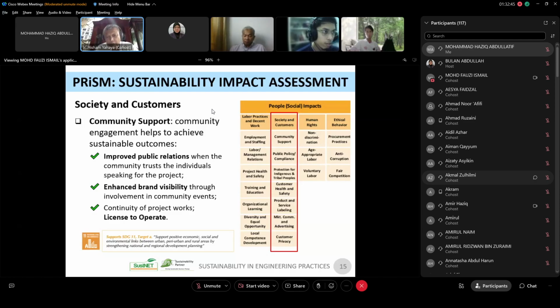If the community likes you, sometimes you may release some black smoke or you may be a bit noisy. Sometimes our project site is a bit noisy. If we are good with the community, they will tolerate. Okay, they are able to receive a bit of disturbance.